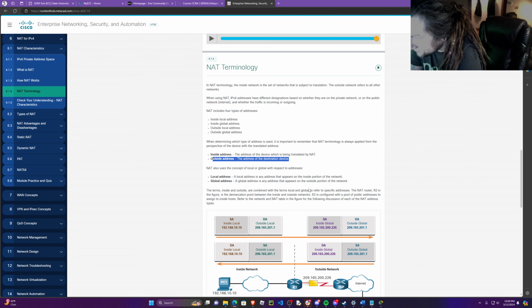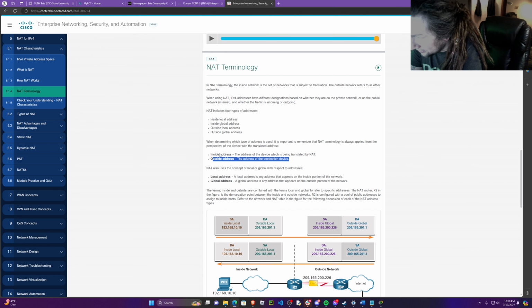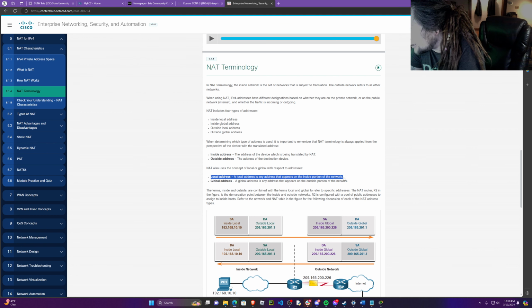So let's say our computer is on our network, and it has an address 192.x.x.x, and it's trying to ping a computer outside of the network. So far we have the example of our inside and our outside, and then that also uses the concept of local or global with respect to the address. A local address is any address that appears on the inside portion of the network. A global address is an address that appears on the outside portion of the network.